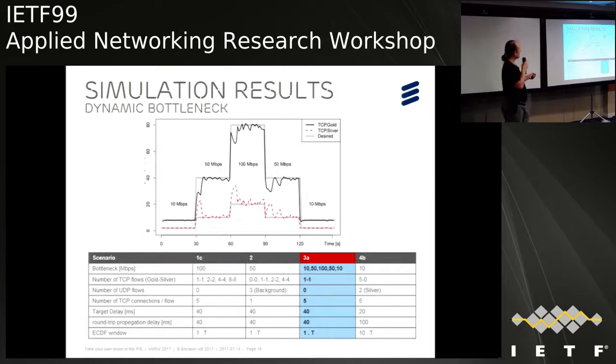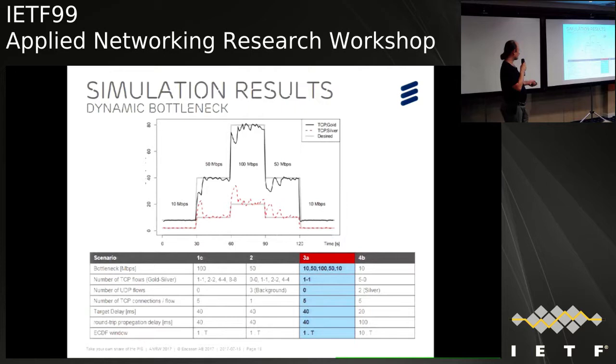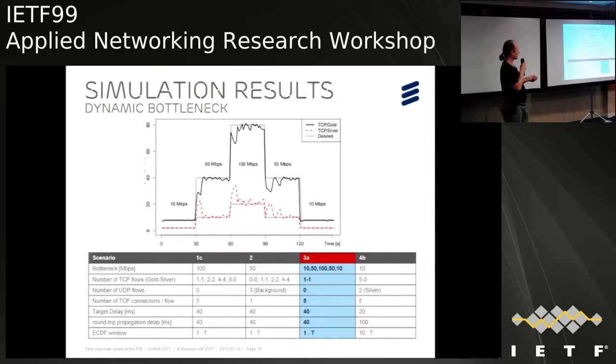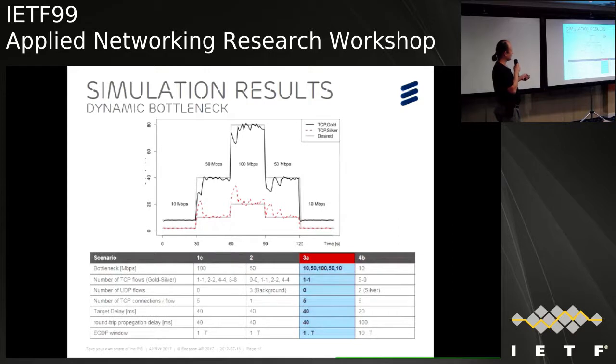One more simulation result, with dynamic bottlenecks. In this case, we had 1-1 TCP flows, one silver and one gold, and we changed the capacity of the system from 10 meg to 50 meg to 100 meg, back to 50, back to 10. We wanted to see the transient behavior of the system. And again, transients, especially ramping up transients, take some time, but the system can realize the desired resource sharing pretty well.